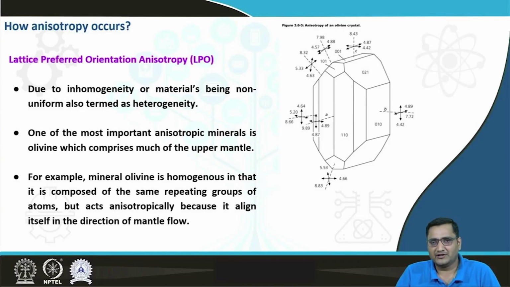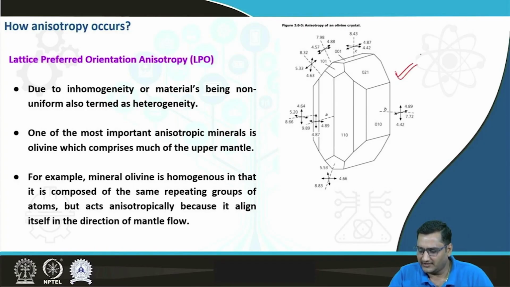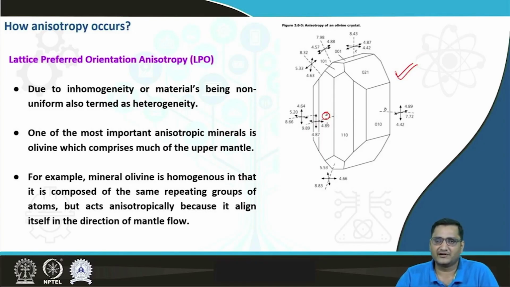Because olivine is present in the upper mantle, when deformation happens in the mantle, it aligns its fast axis along the direction of the mantle flow, or you can say in the direction of the deformation. If you look at this particular crystal, the olivine crystal, and this is the a crystallographic axis of the olivine crystal. When there is a deformation in the mantle, it basically aligns this a crystallographic axis in the direction of the mantle flow.